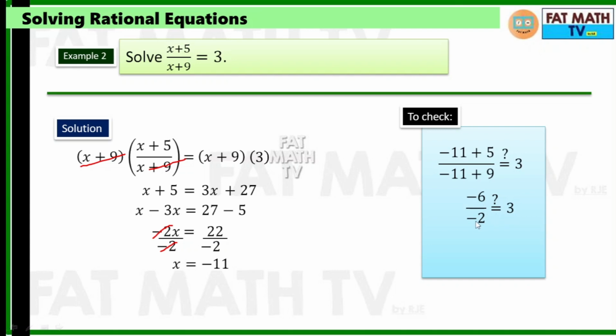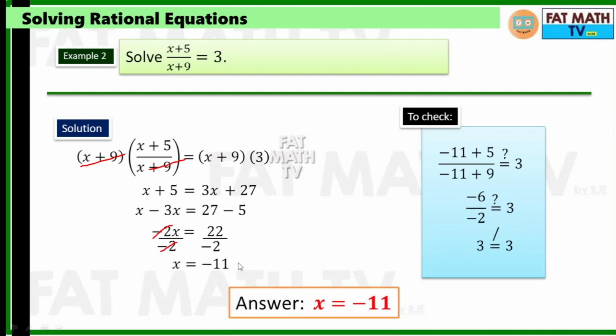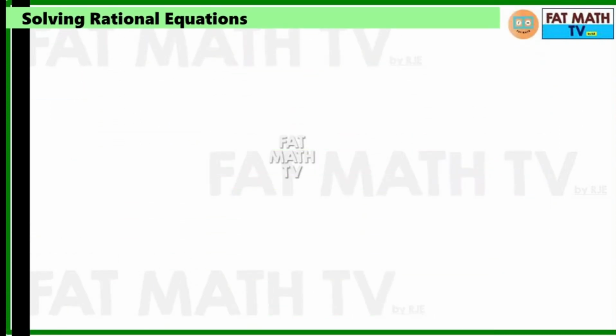Negative 6 over negative 2 is positive 3. So indeed, it is equal to 3. So this negative 11 is a solution to the rational equation. In fact, it is the only solution. Next, example number 3.